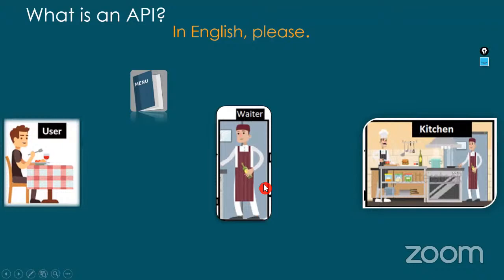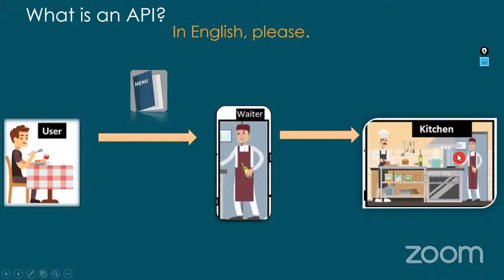Okay, now let us see the meaning of an API. Now you can see the user orders the food. By seeing the menu card, he orders the food through a waiter. The waiter carries that order to the kitchen. For example, I'm ordering one plate of chicken pulao. That order is taken by the waiter and carried forward to the kitchen. Why? Because all my items are prepared inside the kitchen. All my items are available inside the kitchen.